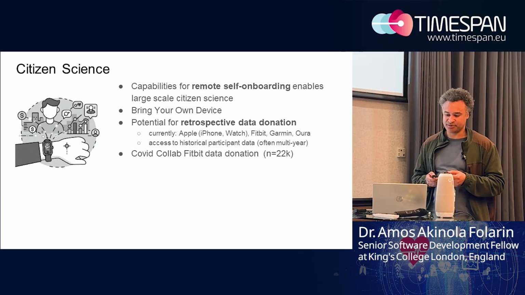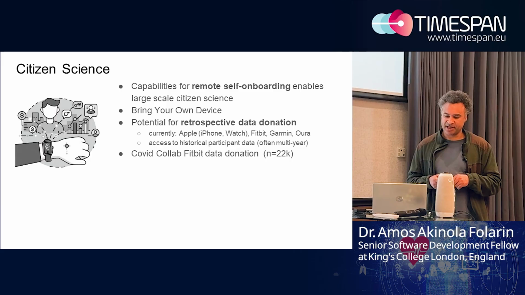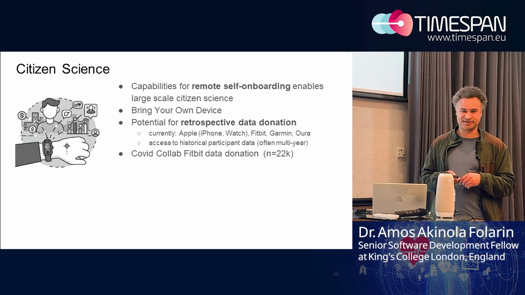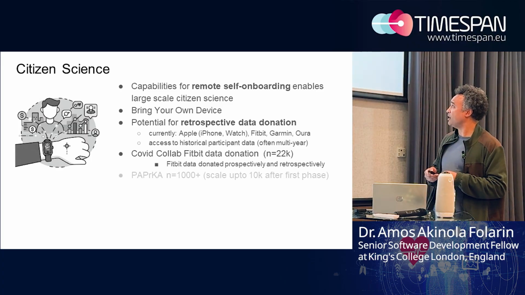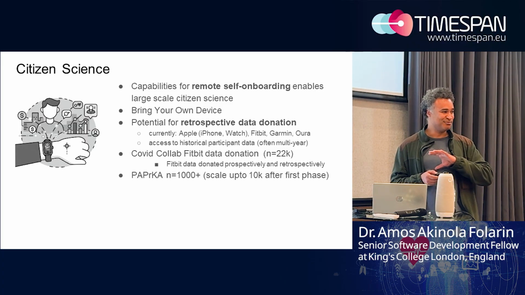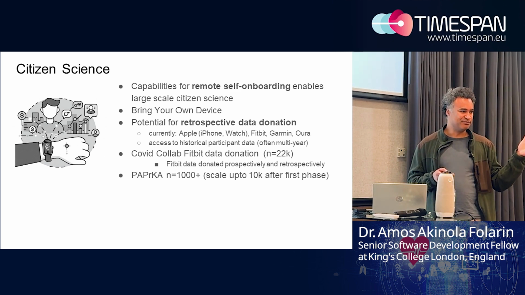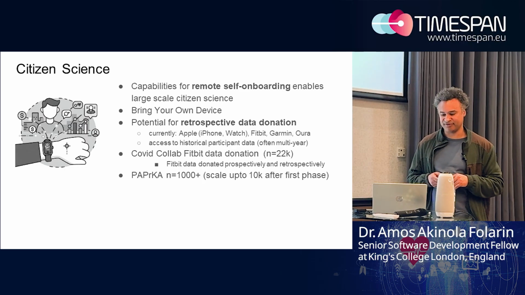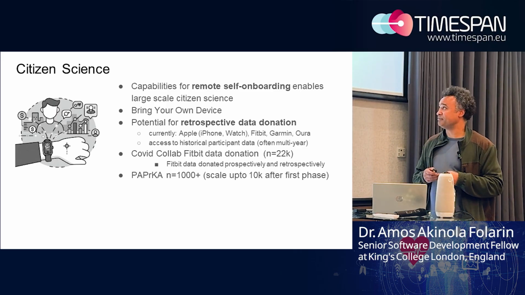A nice example of this, I think Richard will mention later, is the COVID Collab study, where we had a partnership with Fitbit, and right away, within a few months, we were recruiting 22,000 people directly into the study. And then we were able to get multiple years' worth of baseline data for these participants well before the pandemic. So we could really characterize their baselines really well before any complications might be introduced by things like the non-pharmaceutical interventions that were implemented.